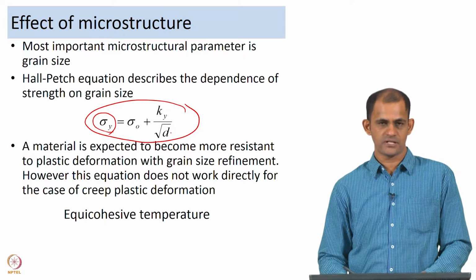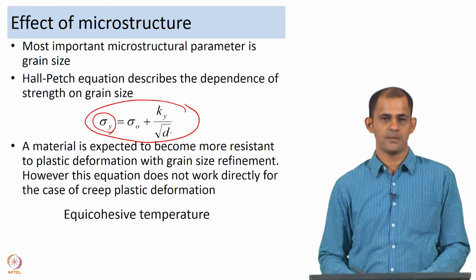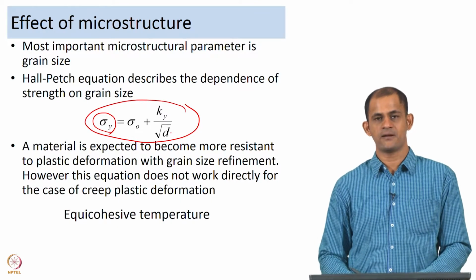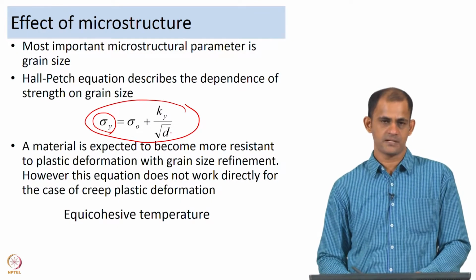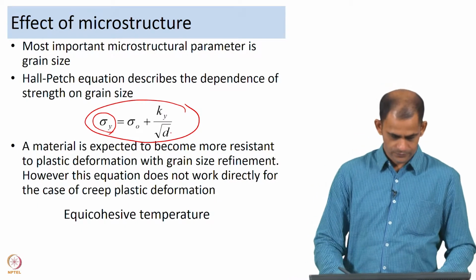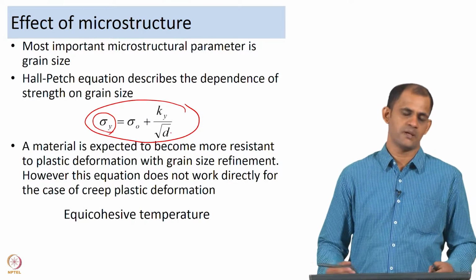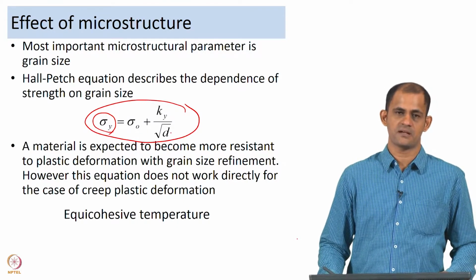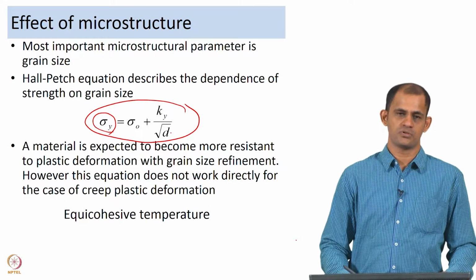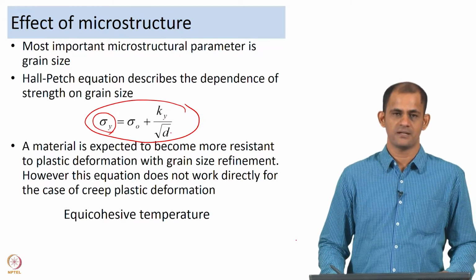However, what is very interesting is the Hall-Petch equation does not directly work when you are talking about creep deformation conditions. So, this equation fails to explain the kind of behavior the material exhibits during creep conditions. So, what happens is, during creep conditions, it has been observed in a large number of studies that as you refine the grain size, in fact the material is going to creep more. So, the strain rate of creep deformation is going to increase as you reduce the grain size.